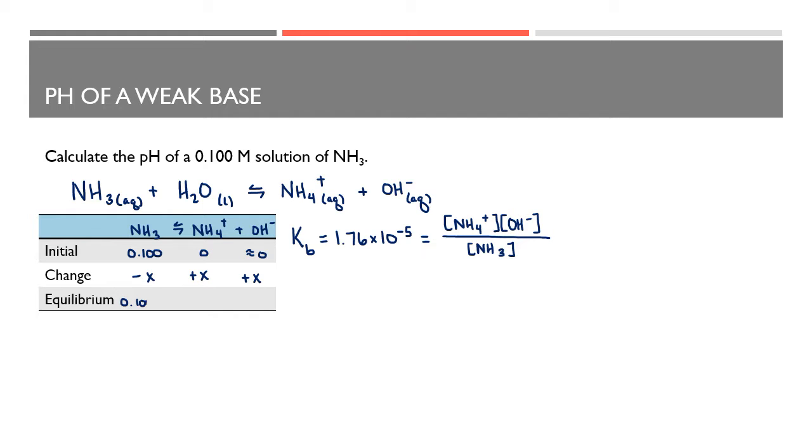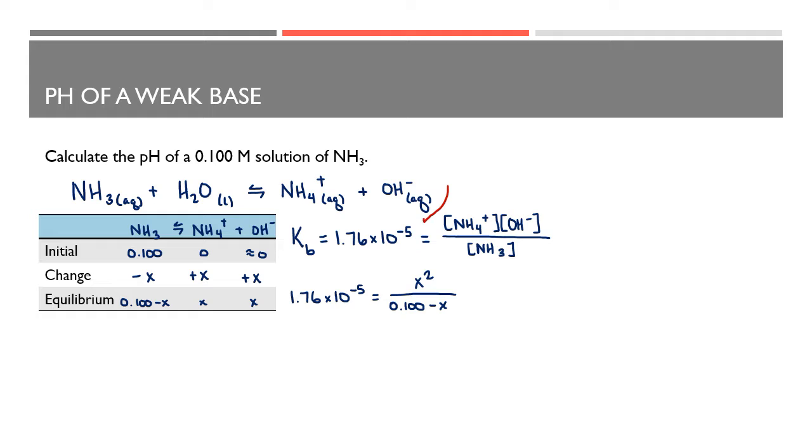Then I will put in my x's for the change values using the coefficients from the chemical equation, and then find the sum of each column to get my equilibrium concentrations. Now I'm going to rewrite my Kb, so I have 1.76 times 10 to the negative fifth, and I'm going to substitute in the values of my equilibrium concentrations. So I get x squared over 0.100 minus x.